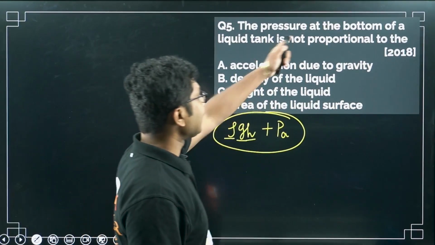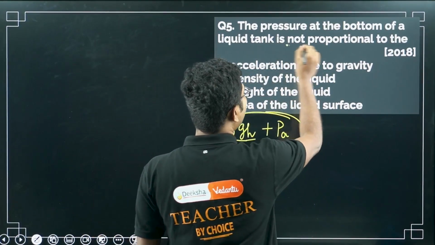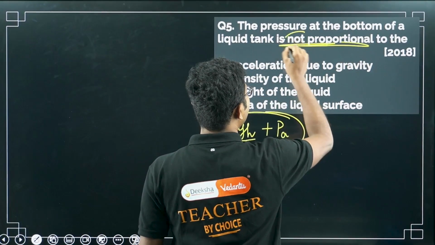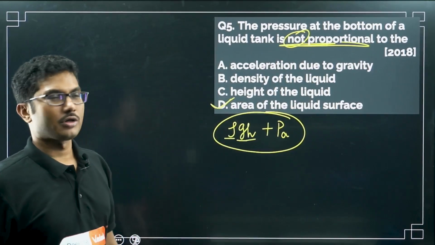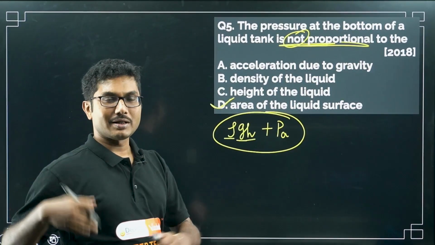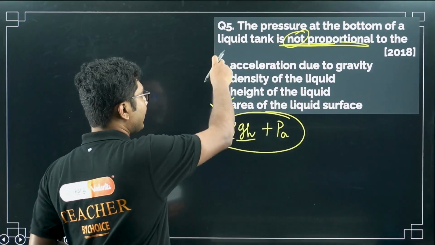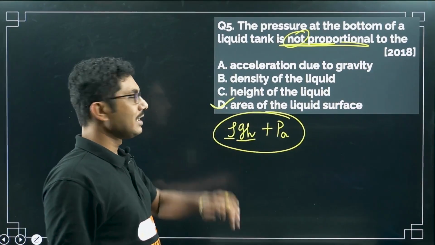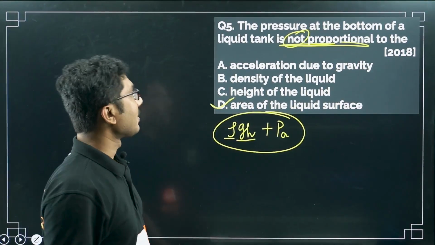Okay, the question is, liquid tank is not proportional. So be careful about this term, not. Not means you have to find the wrong thing. So A, B, C are correct, only wrong is D, so that will be your answer, right?